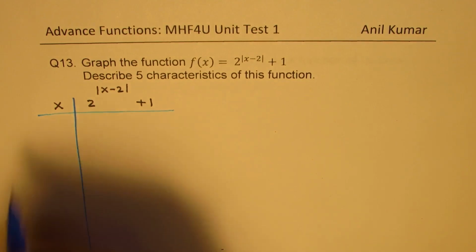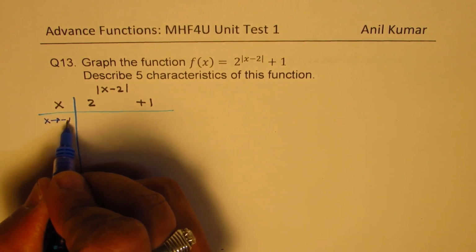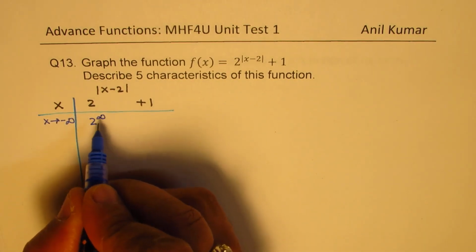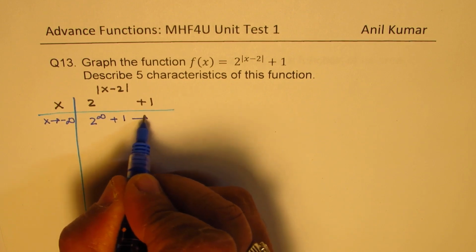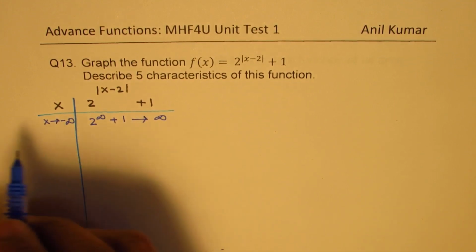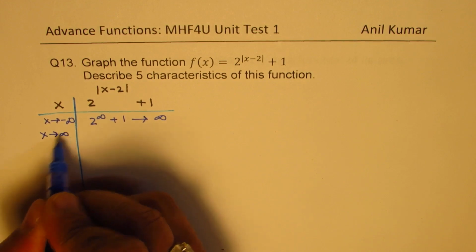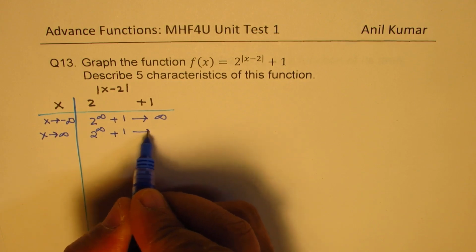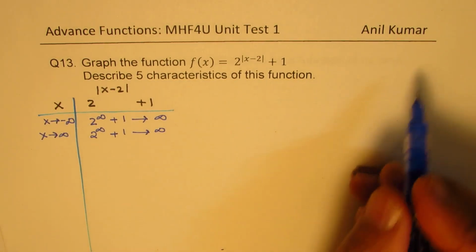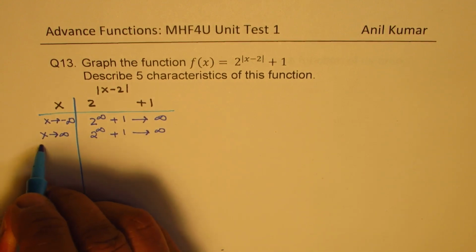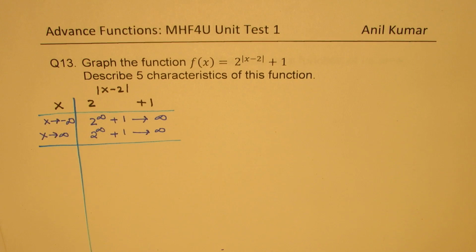Okay, so let's begin with when x approaches minus infinity. So if x is a very large value, then I get 2 to the power of infinity large plus 1. So we know this function is approaching positive infinity. Right? Similarly, we can also think about the end behavior. What happens when x approaches positive infinity? In that case also, we see it will be approaching positive infinity. So both sides up. So that is the end behavior, and now let's talk about the points in between.